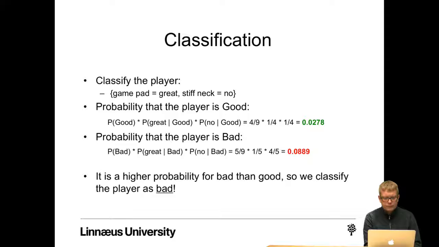0.0278. The probability that the player belongs to the bad category is equally the probability of being bad multiplied by the probability of having a great gamepad given bad player skill, multiplied by the probability of not having a stiff neck given bad player skill. We look up numbers in the table and we calculate and see the result is 0.0889. And we can see here that it's a higher probability for bad than good, so we classify this example as the player belonging to the bad skill category.